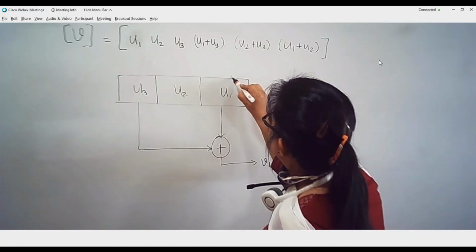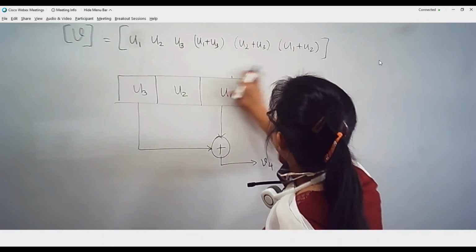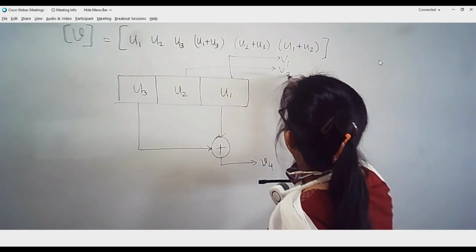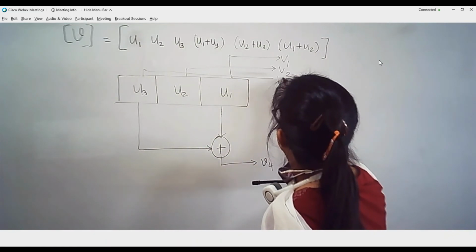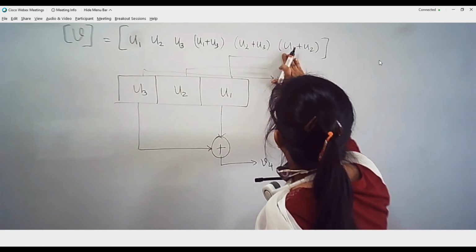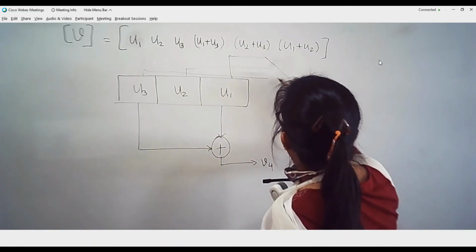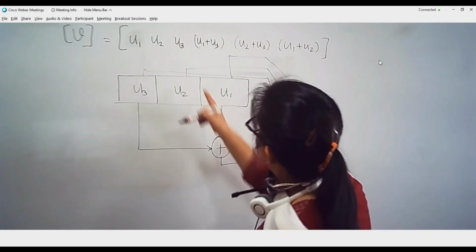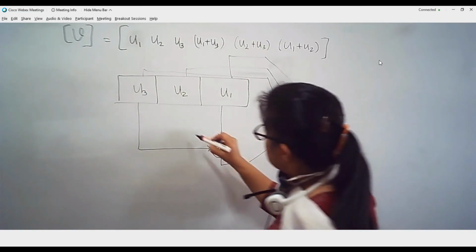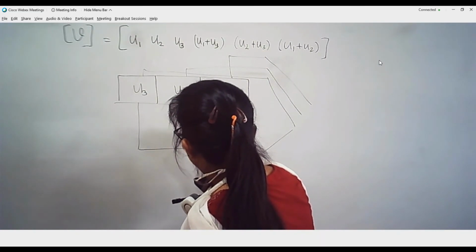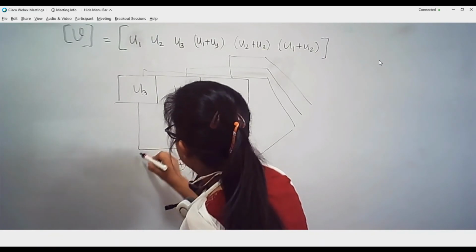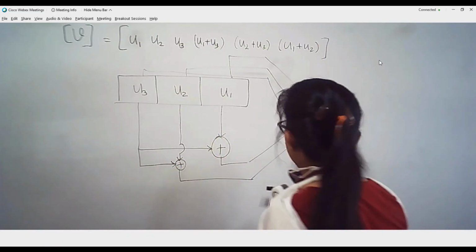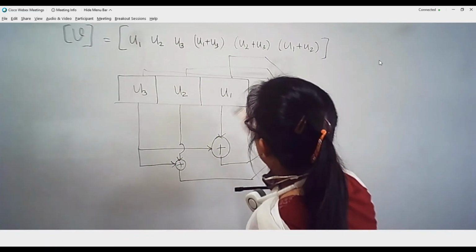Let me write this also. This part would be V1, this is V2, and this would be V3. V1, V2, V3, it will be in order. V4, I am taking it over here. The V5 is U2 plus U3. So U2, I am sending into a modulo 2 adder, and I am also feeding it with U3 to obtain V5.